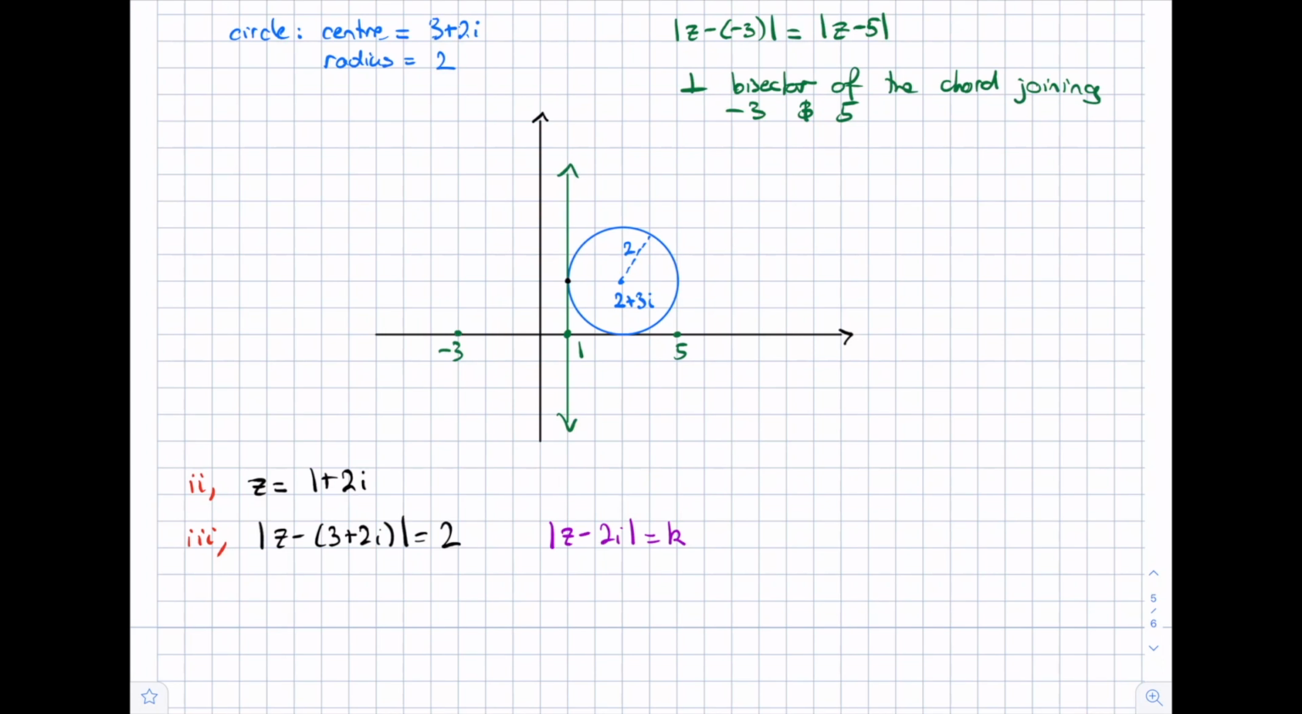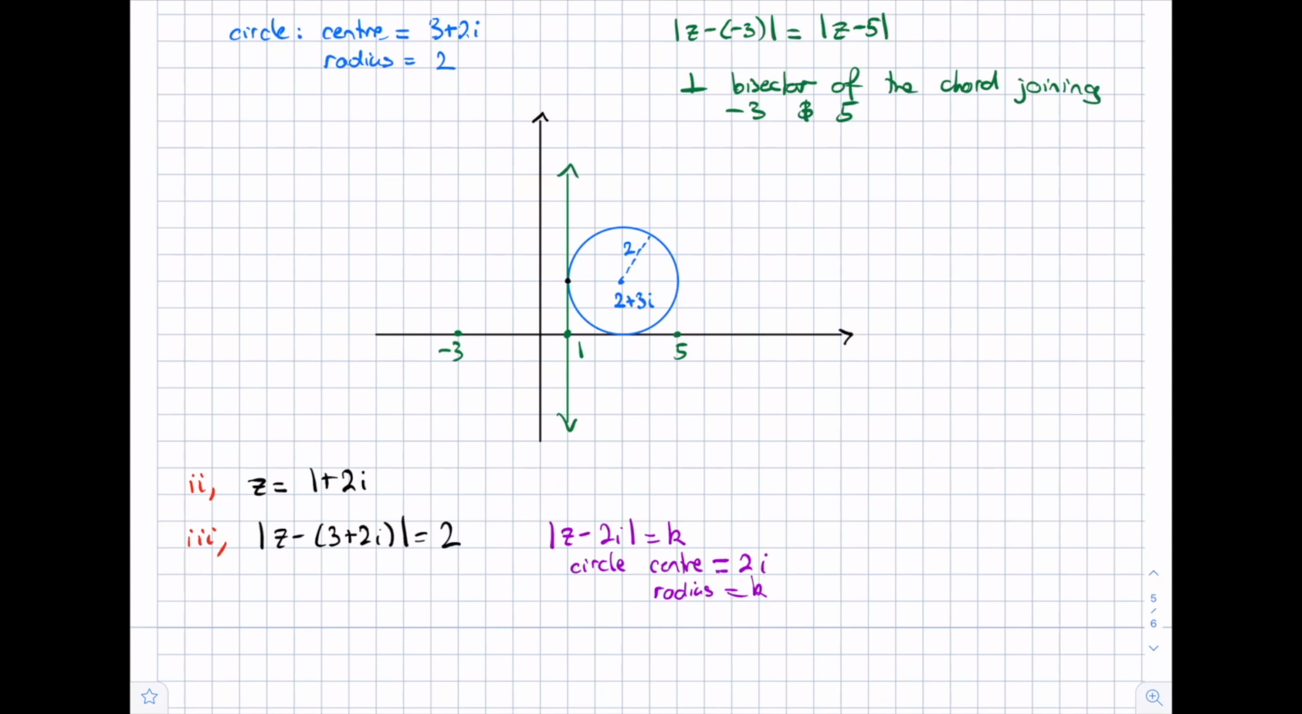Now, firstly, let's think about what this is. We already know what this one is. That's the circle centered at 2 plus 3i with radius 2. This is the circle which has a center at positive 2i. Center equals positive 2i. And the radius is k units.